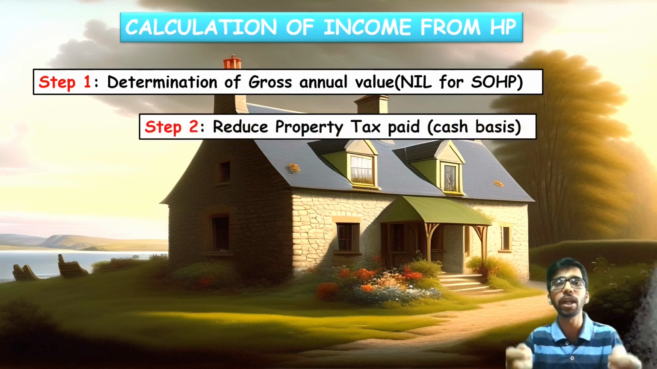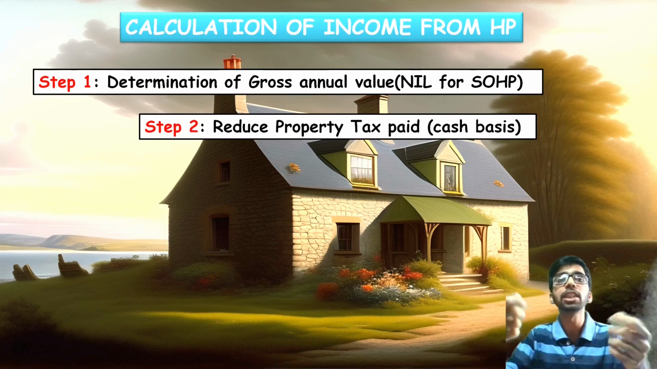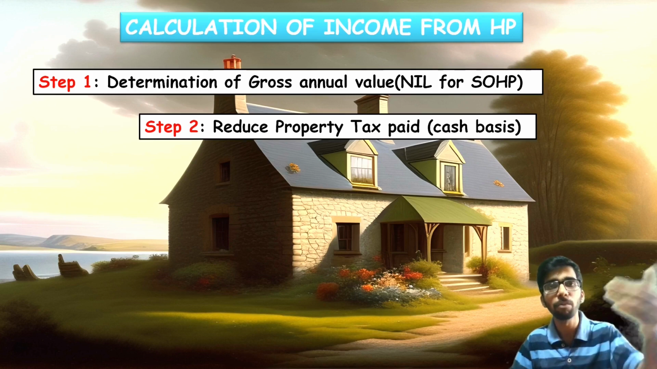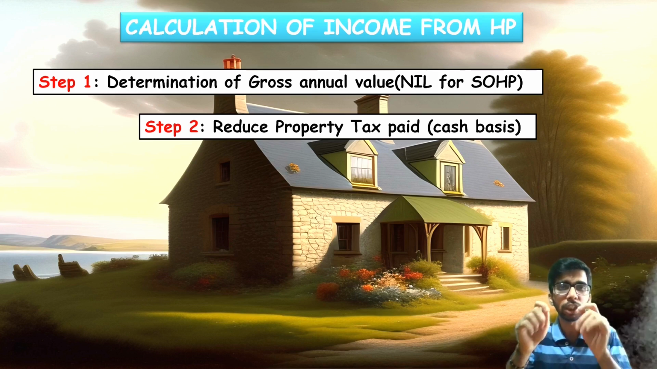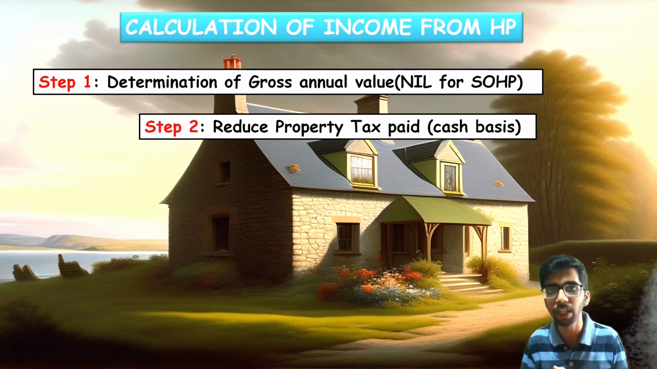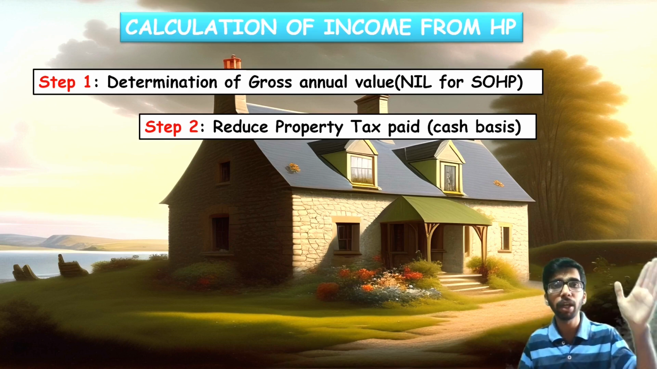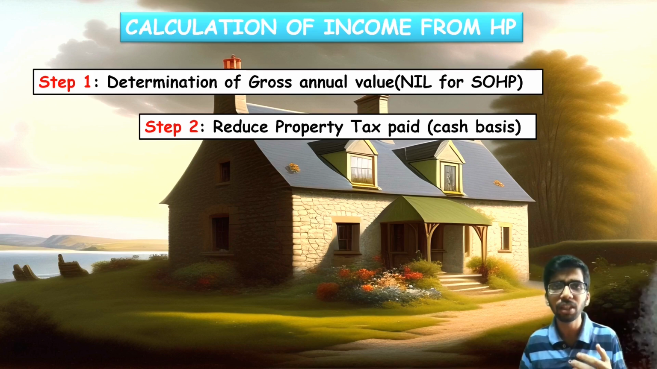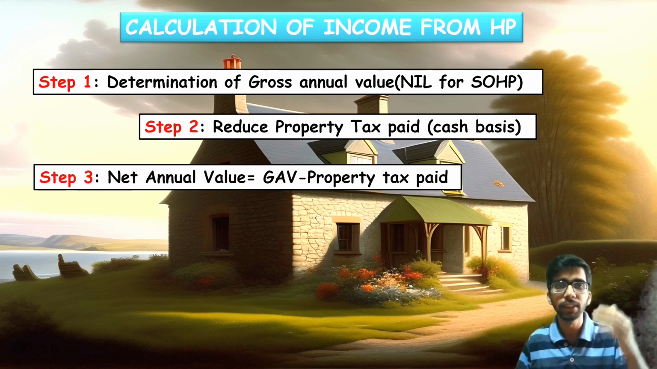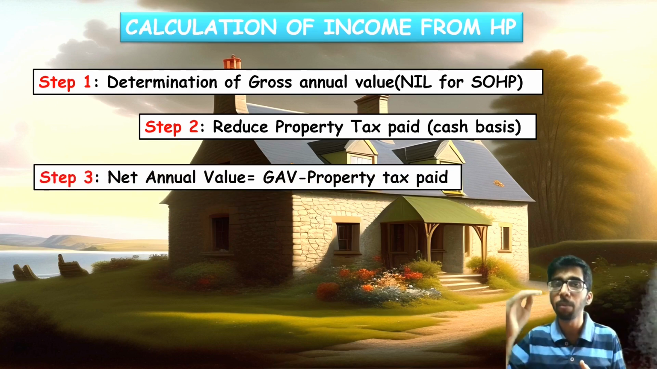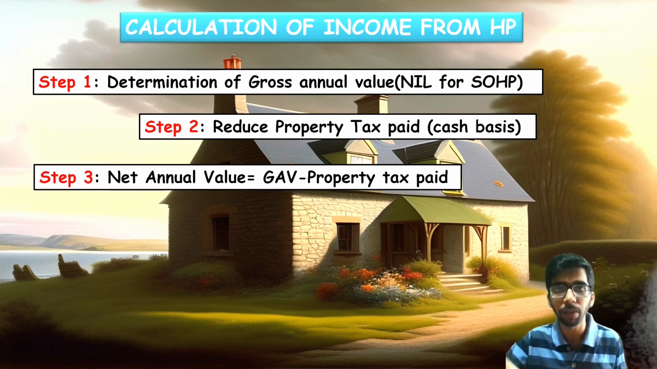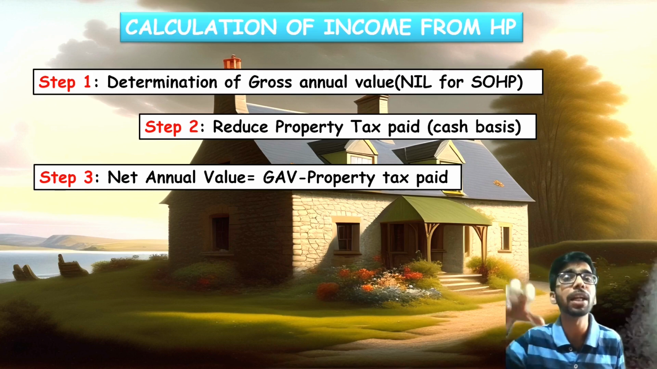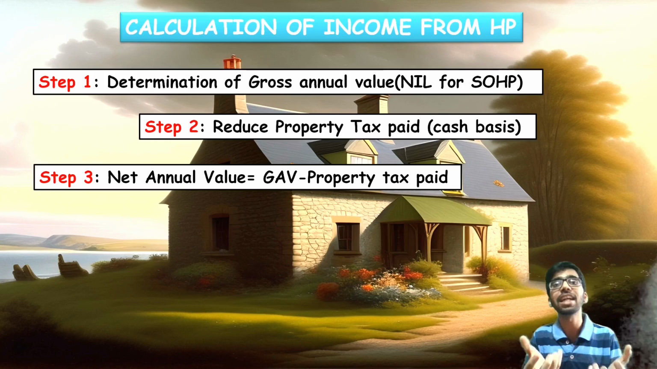Step 2, you have to reduce the property tax paid or municipality tax paid, actually paid in the year, from your gross annual value. It is mentioned in the bracket that it is on cash basis. That means whatever you have paid in the current year will be reduced from the gross annual value. Then you will arrive at the net annual value: gross annual value minus property tax paid in this financial year, actually paid. This is on cash basis. Whatever you paid in the current period will be treated as municipality tax actually paid. Then you will arrive at the net annual value.